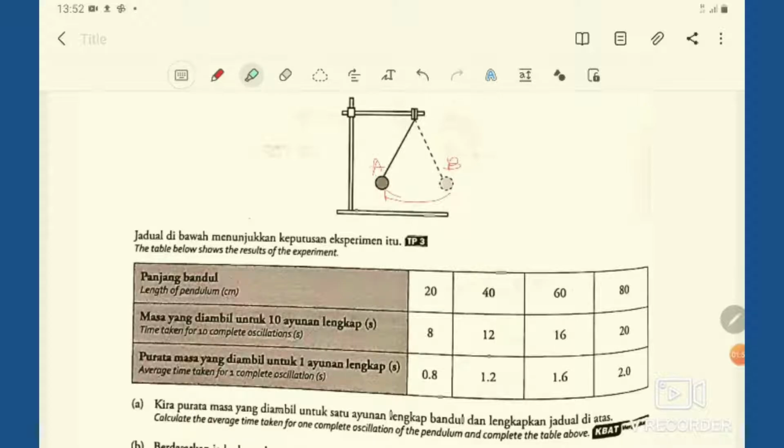Okay, length of pendulum, for example 20 cm, 40 cm, 60 and 80 cm. Time taken for 10 complete oscillations, 8, 12, 16, 20 seconds. Average time for one complete oscillation, 0.8, 1.2, 1.6, 2.0. Now, 10 complete oscillations need 8 seconds if the length of the pendulum is 20 cm. So for the average time for one complete oscillation, you divide. So this is the result.